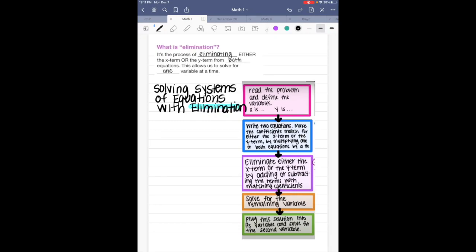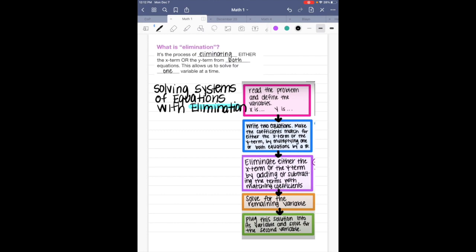All right, so the next method that we're going to use in order to solve a system is called elimination. It's called elimination for a reason because you're actually going to be eliminating either the x variable or the y variable for both equations. This allows you to solve for one variable at a time, and then once you solve for one, you can use that value in order to solve for the other.